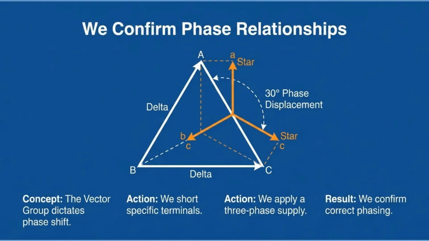To confirm phase relationships, we consider the vector group, which dictates the phase shift. By shorting specific terminals and applying a three-phase supply, we can verify correct phasing.